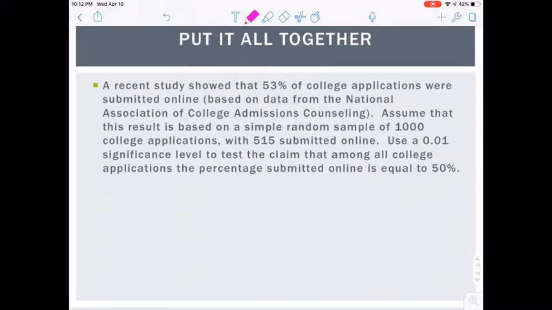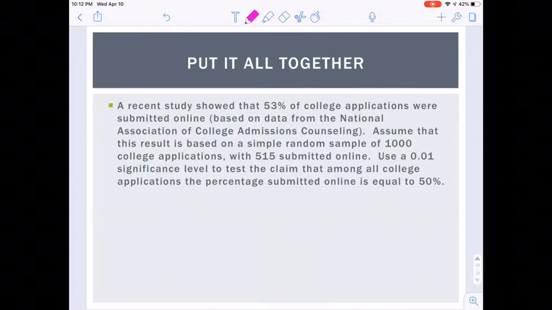Let's put this all together for one more problem. A recent study showed that 53% of college applications were submitted online. Assume that the result is based on a simple random sample of 1,000 college applications with 515 submitted online. Use a 0.01 significance level to test the claim that among all college applications, the percentage submitted online is equal to 50%.